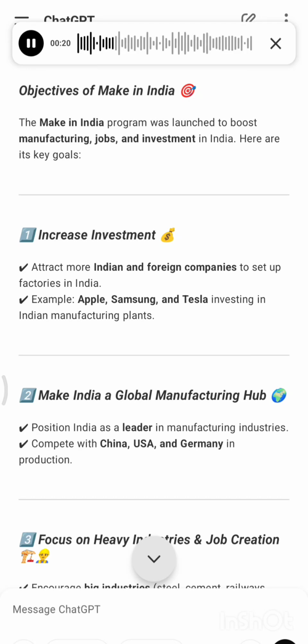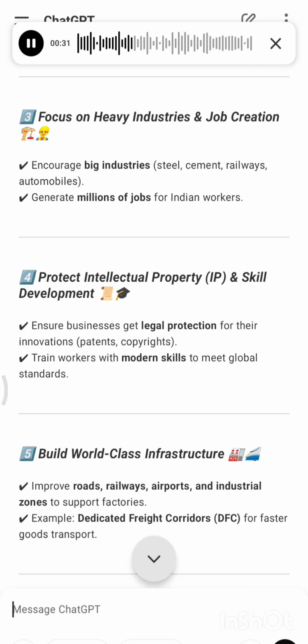Make India a global manufacturing hub. Position India as a leader in manufacturing industries. Compete with China, USA, and Germany in production. 3. Focus on heavy industries and job creation. Encourage big industries, steel, cement, railways, automobiles. Generate millions of jobs for Indian workers.